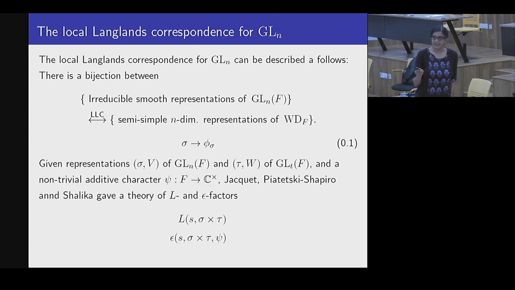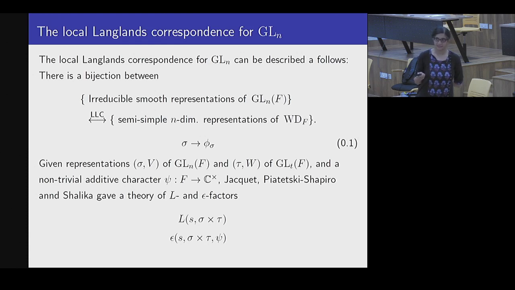When one says that this is a bijection, one would like to characterize this bijection. It is characterized in the following manner. There is a theory of L and epsilon factors for representations of p-adic groups, which is due to Jacquet, Piatetski-Shapiro, and Shalika. Given a representation of GL_N and a representation of GL_T, one can associate a theory of L and epsilon factors.